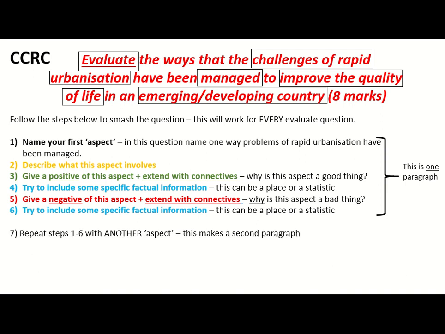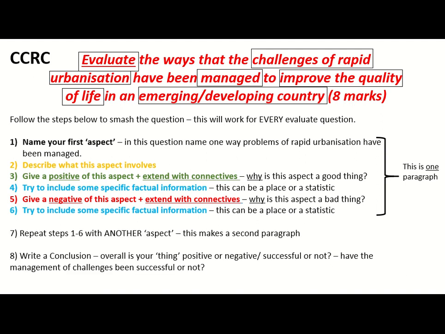So try and do that for two paragraphs at least, but don't forget you've got to do a conclusion. So overall, are the good or bad of this management strategy, wherever it might have been, stronger than the other one? So is there more good than bad overall, and overall, have they managed the challenges of rapid urbanization well in Mexico City? That's really what you're concluding. So let's see what this looks like.